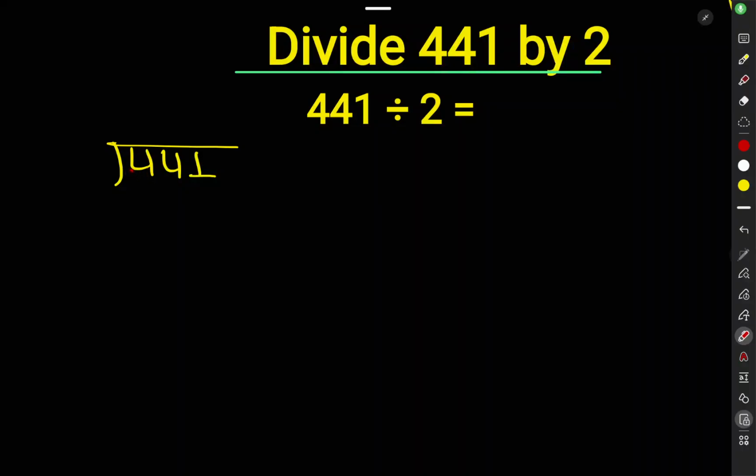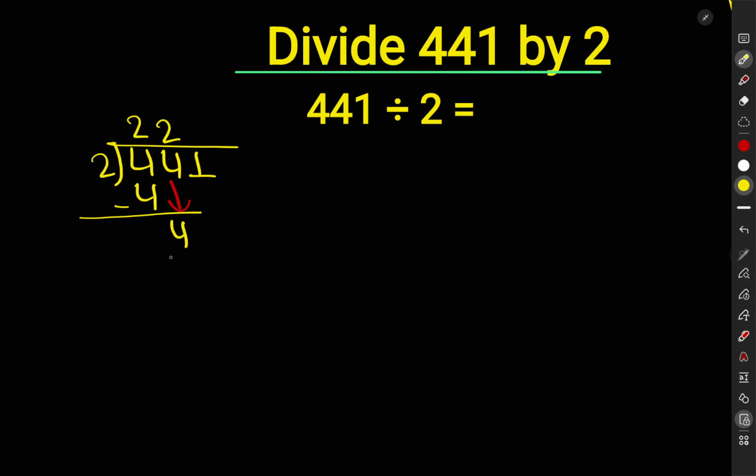Here we divide 441 by 2 in a long division method. 2 times 2 is 4. On subtracting, it is 0. So we put down this 4 and remove 0.